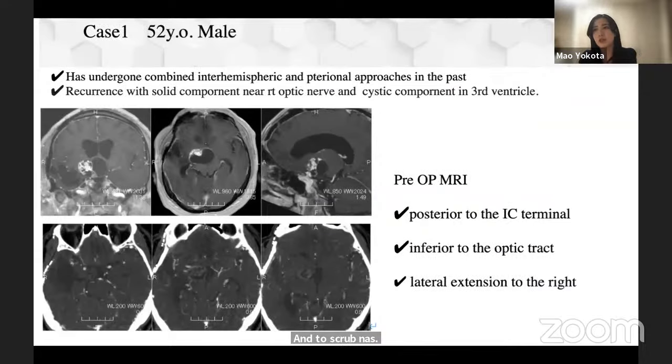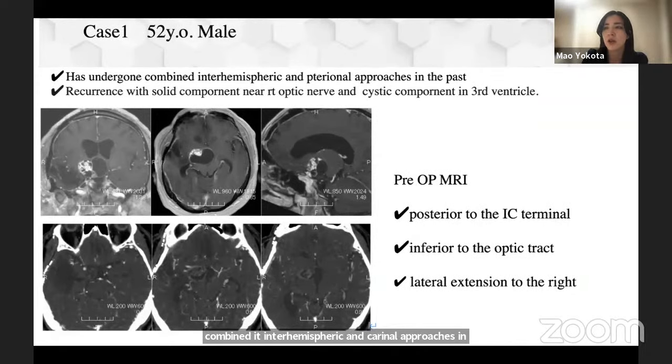So this is case 1, a 52-year-old male. He has undergone combined interhemispheric and transsphenoidal approaches in the past. The tumor recurred with a solid component near the right optic nerve and a cystic component in the third ventricle. Preoperative MRI shows a tumor behind the internal carotid artery terminal, inferior to the right optic tract, extending to the right side.